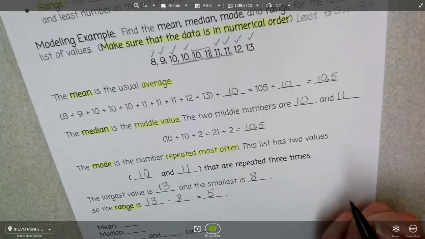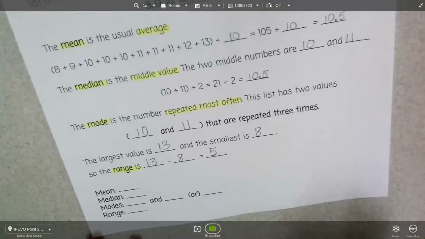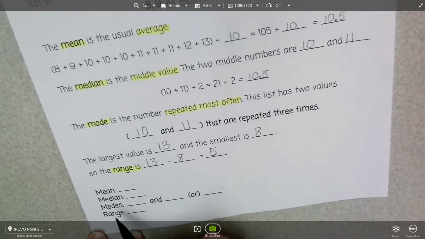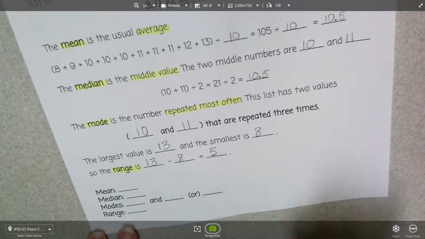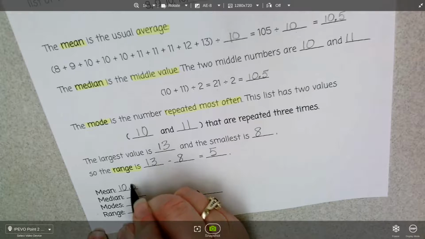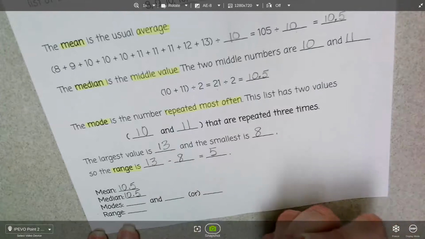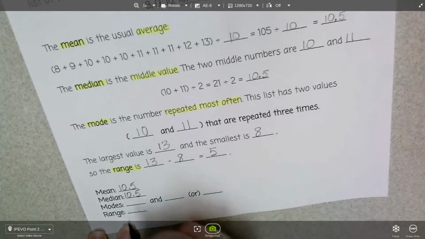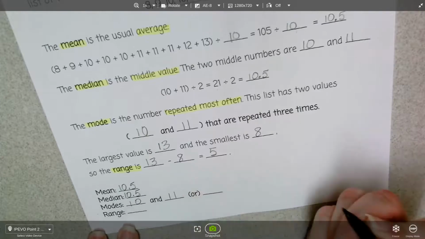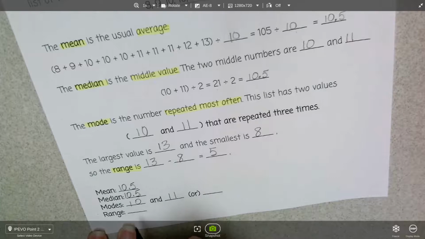Then we're going to make a list down here of all of our mean, median, mode, and range. Our mean is 10 and 5/10. Our median is also 10 and 5/10. Our modes are 10 and 11. And our range is 5.